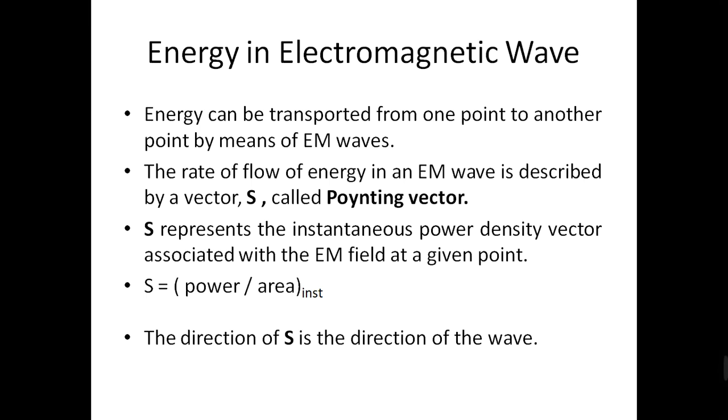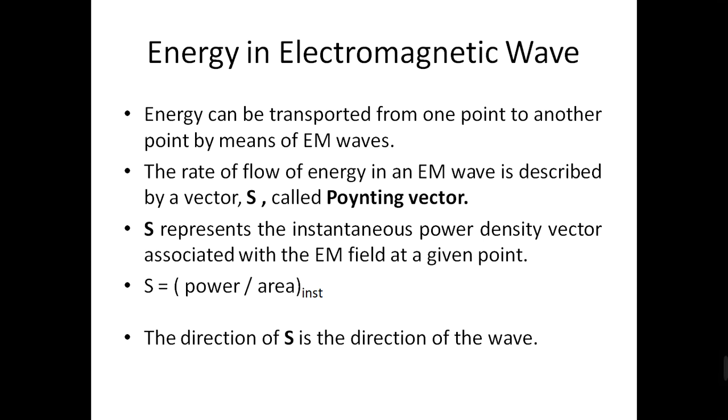Energy can be transmitted from one point to another point by means of electromagnetic waves. The rate of flow of energy in an electromagnetic wave is described by a vector S called the Poynting vector. This Poynting vector represents the instantaneous power density vector associated with the electromagnetic field at any given point. That is, the Poynting vector is instantaneous power per area.